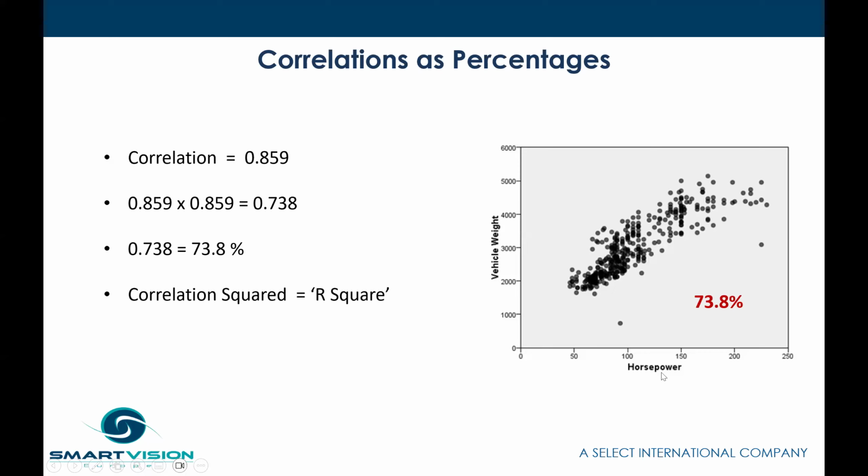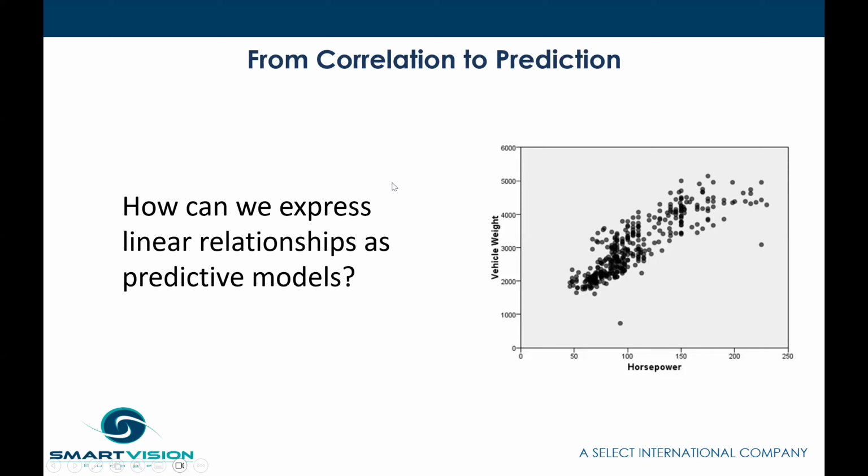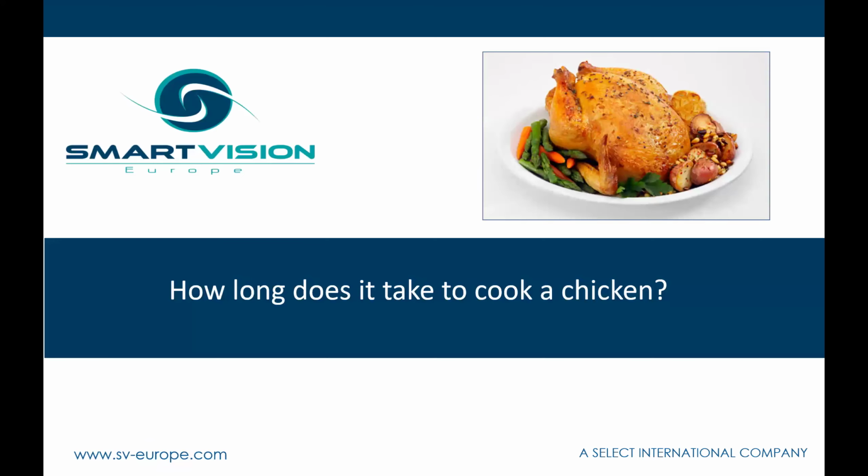It's saying here the percentage overlap between horsepower and vehicle weight: they overlap by 73%. That's how much variation they share. But if we want to take a correlation and turn it into a predictive model, which is what we're going to do to try to predict people's salaries using gender and using education level, then we need to think about how that works.